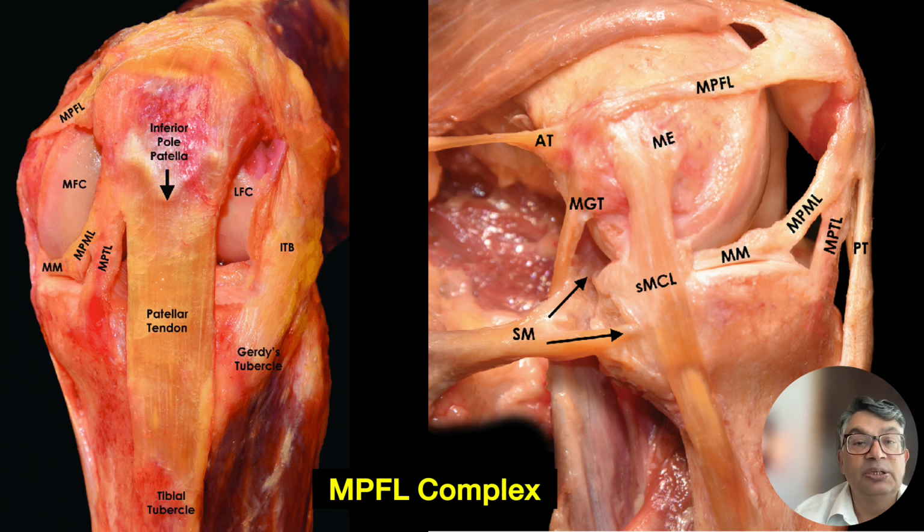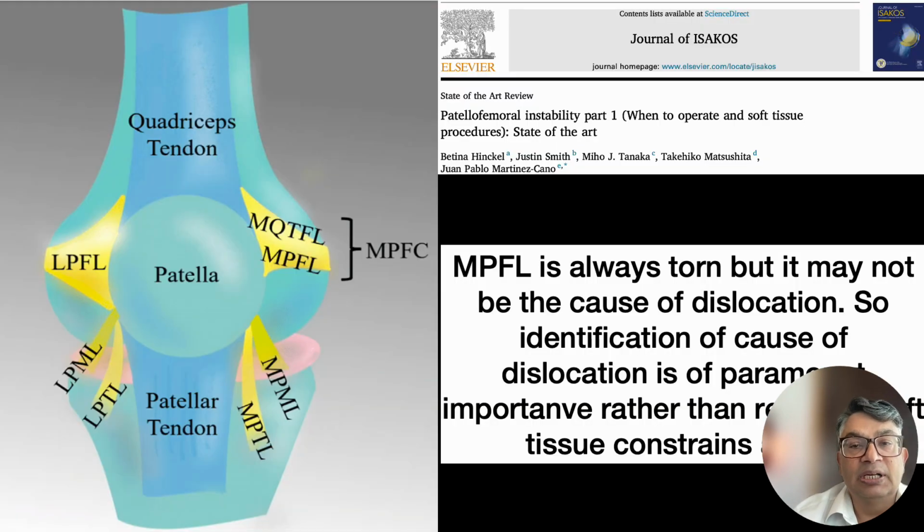I'll not go into detail of all these structures, but I would definitely suggest you read this 2024 paper on patellofemoral instability, part 1. Part 2 is yet to come. And this clearly shows that it is not only the MPFL, but also the MQTFL, MPML, MPTL, and the patellar tendon, quadriceps tendon, then the lateral structures. All these have a vital role to play in the stability of the patella.